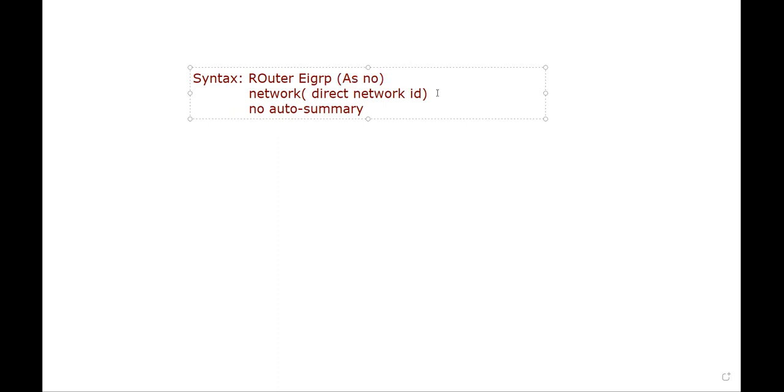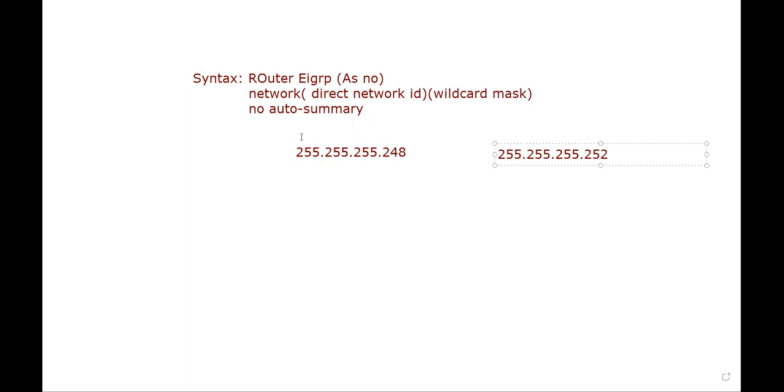And the new thing in EIGRP that we have discussed is the wildcard mask. So you have to use the wildcard mask in this. Rest of the things are the same as we have discussed in RIP. If you are facing problems with the wildcard mask, I am letting you know again: if you have a subnet mask like this, or like this, then what would be the wildcard mask?